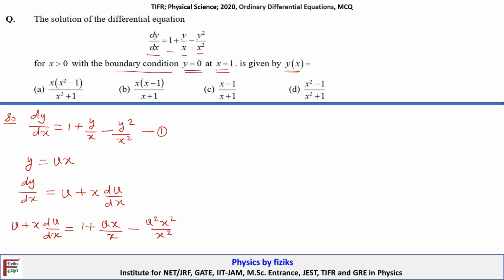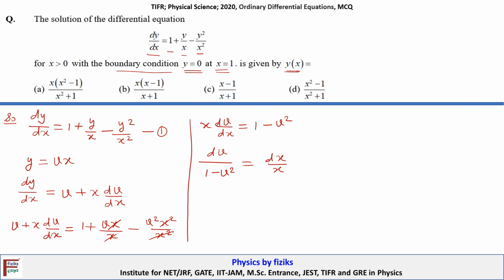On solving this equation, x is cancelled with this x, and of course x square with x square, then v is cancelled with v, and we can write it as x into dv by dx is equal to 1 minus v square. Now this equation can be easily solved by using the variable separation technique, and we can write it as dv by 1 minus v square is equal to dx by x.